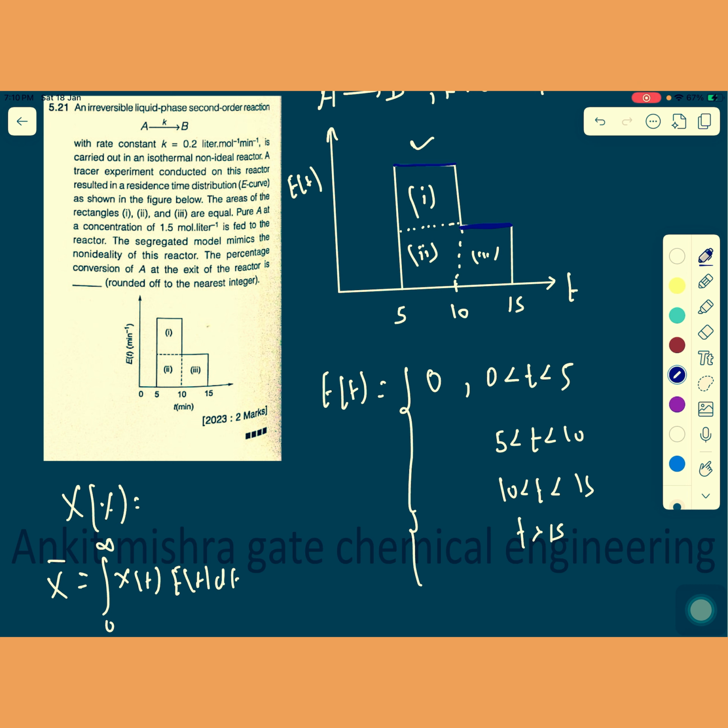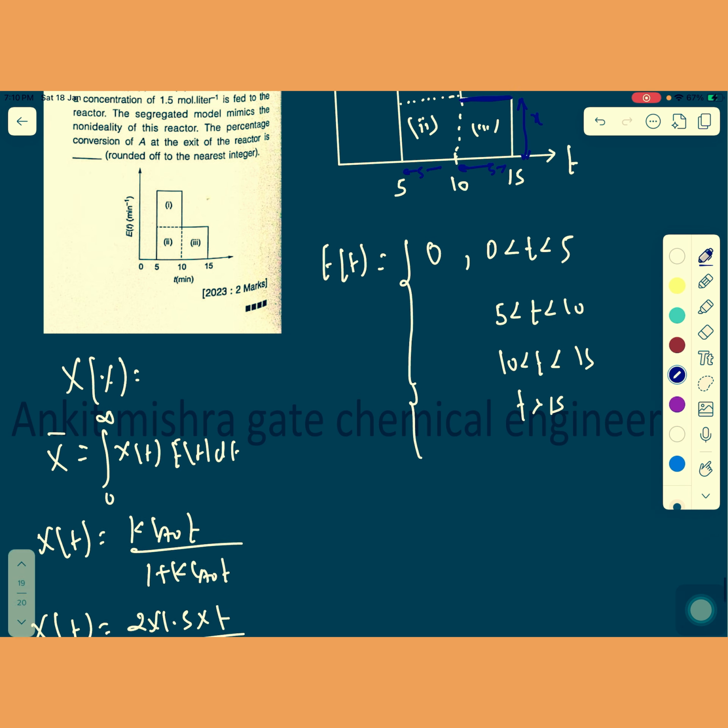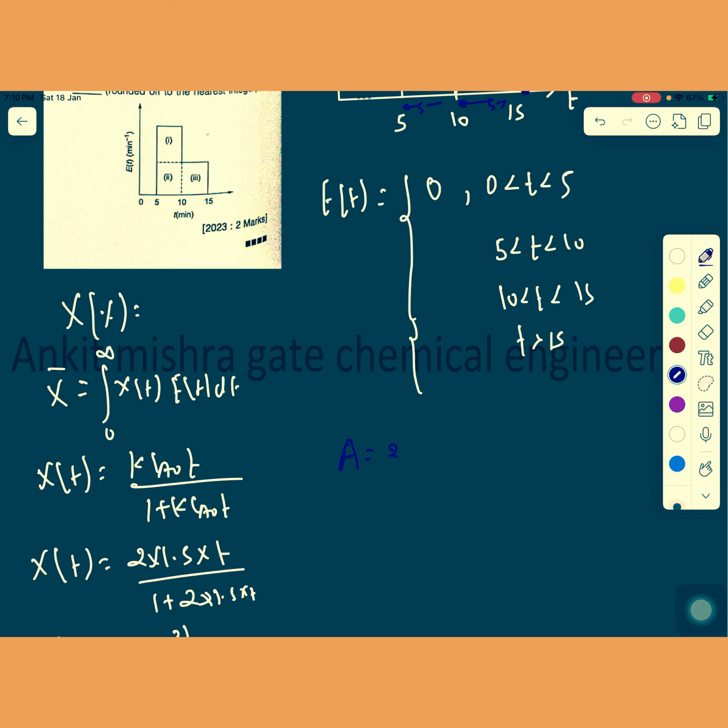So let's say I am assuming this length is x, so this length will also be x, and this is a rectangle, so this value is 5, this value is 5. If I calculate the whole area, the whole area under the E(t) versus t curve will be equal to 1. So what is the area? The area will be equal to 3 multiplied by 5 multiplied by x.